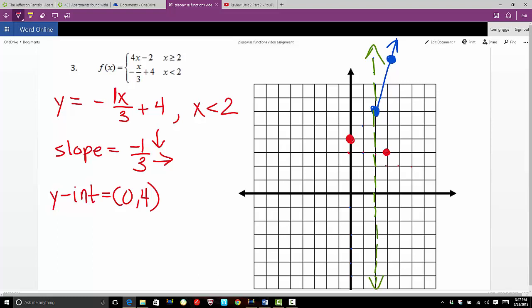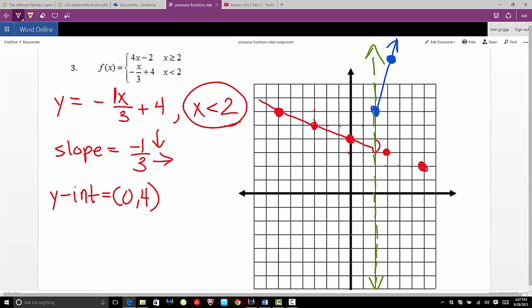So we're going to go down 1, right 3, down 1, right 3. And we're also going to do the opposite. Instead of down 1, right 3, we're going to go up 1, left 3. Up 1, left 3. Go and fill up that graph. Some of you may have caught on pretty quickly, but we only want the piece of the line that is less than 2. So that's everything to the left of this line. So that's everything here. I'm going to stop at this point right at that dividing line.